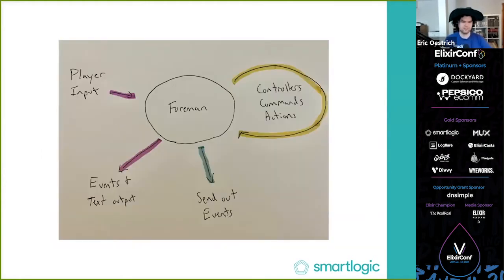And here's a little diagram of what's happening. The player sends input into the foreman process. The foreman runs that through controllers, commands, and actions. We build up what wants to happen, and then the foreman blasts it out inside the game and then back to the player for text and events that have happened.